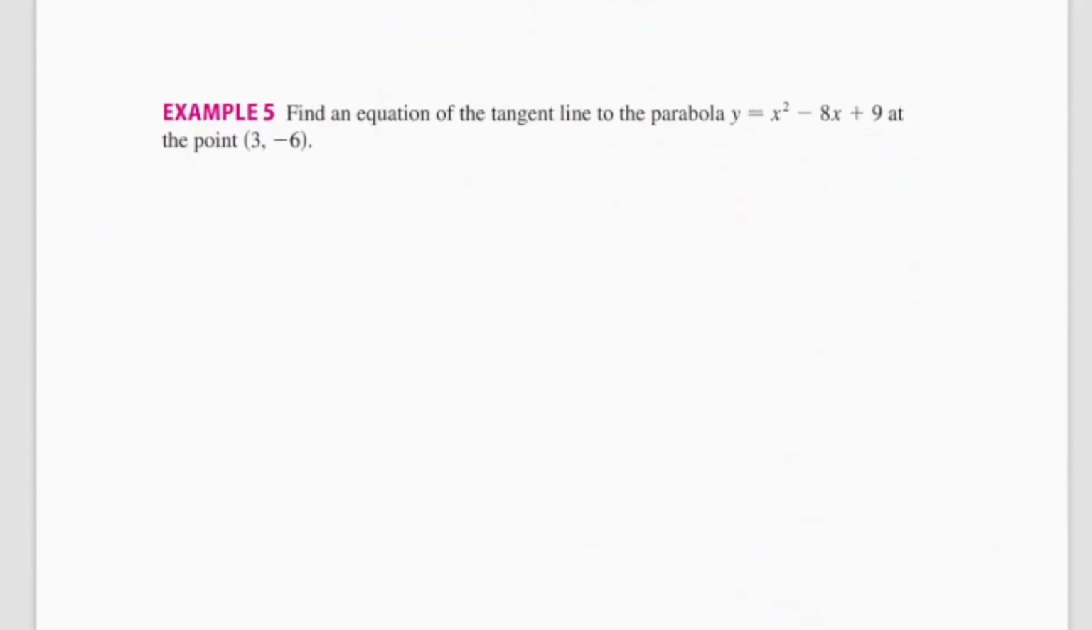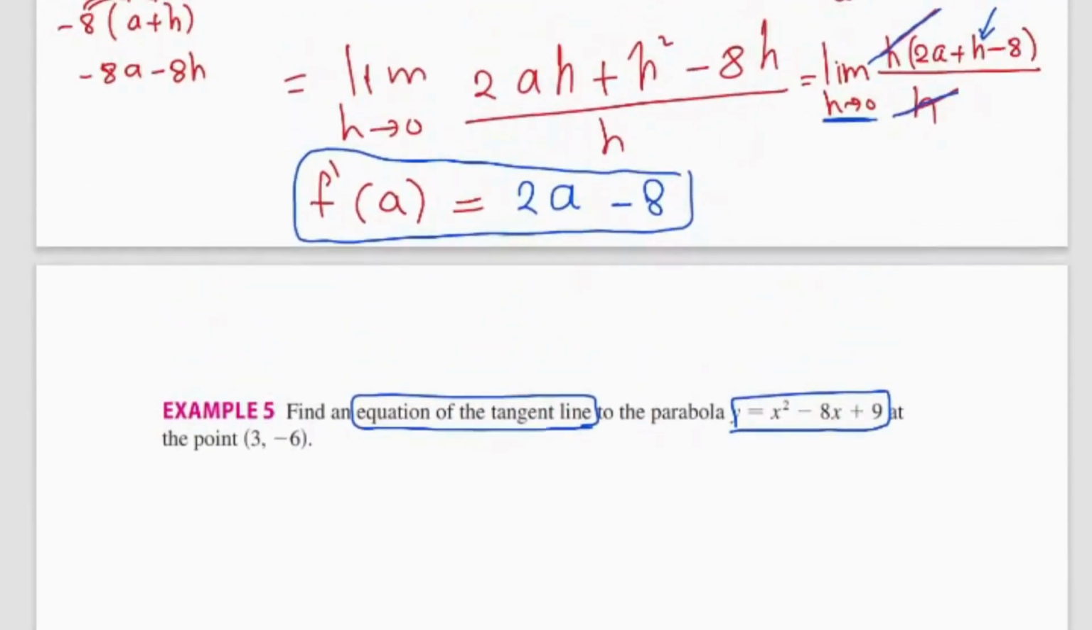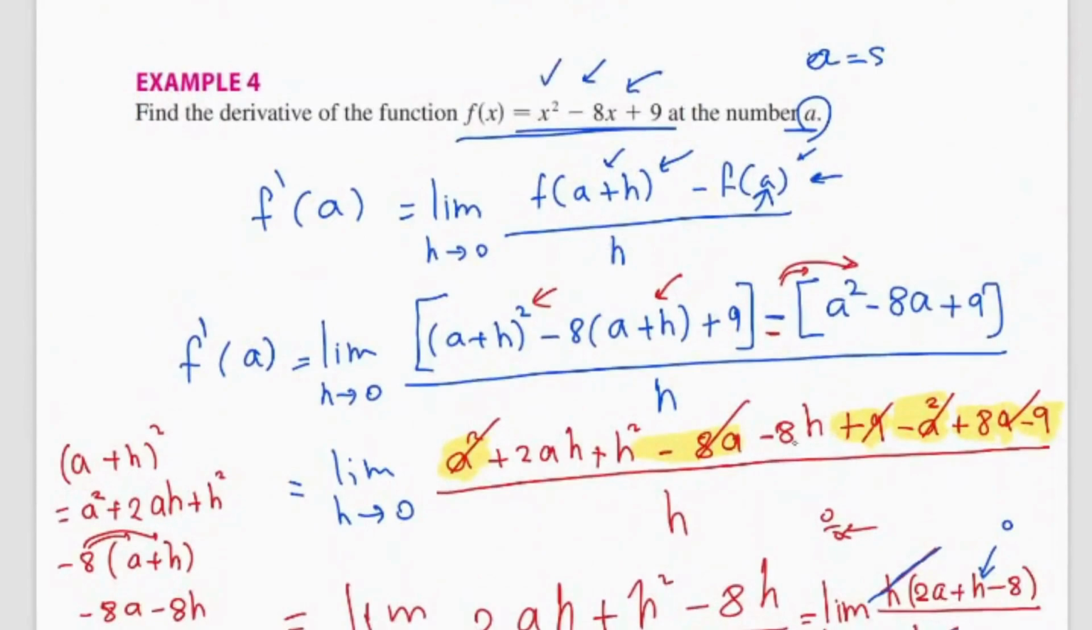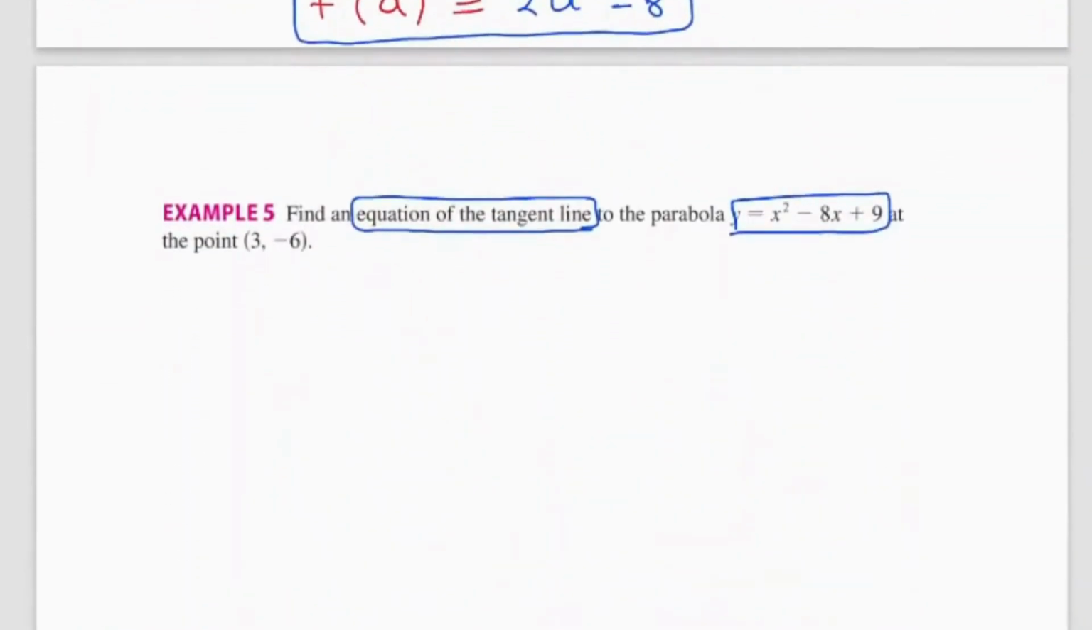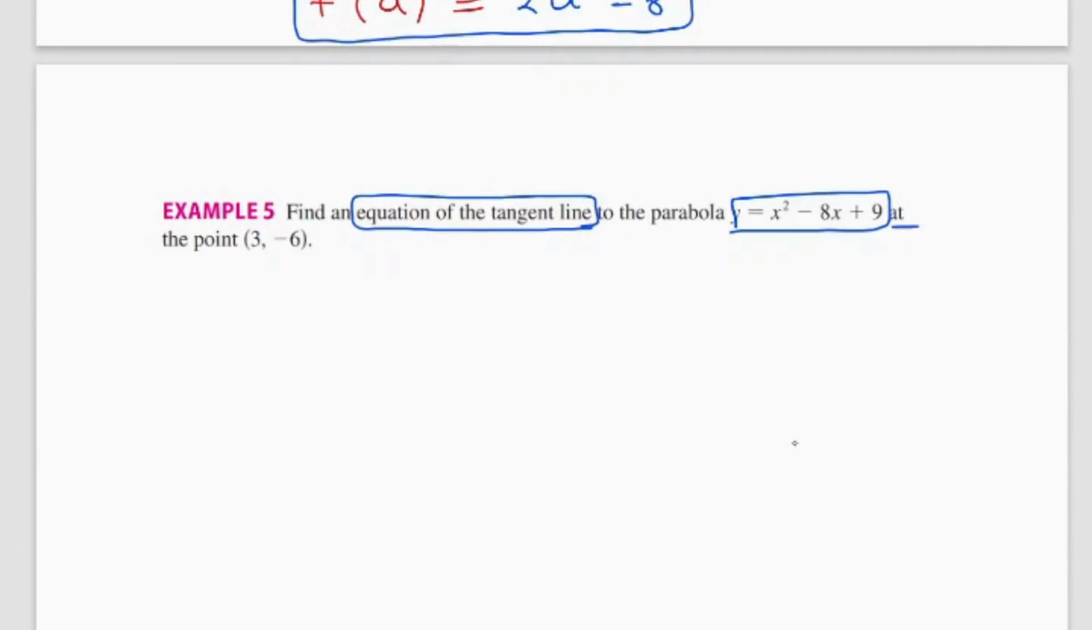Now going to the second example, he needs us to find the equation of the tangent line. It's the same question as we solved in part 1 for that curve, and this curve is just the same as the curve that we found the derivative of. He needs the tangent line at this point, so x1 will be equal to 3 and y1 will be equal to negative 6.